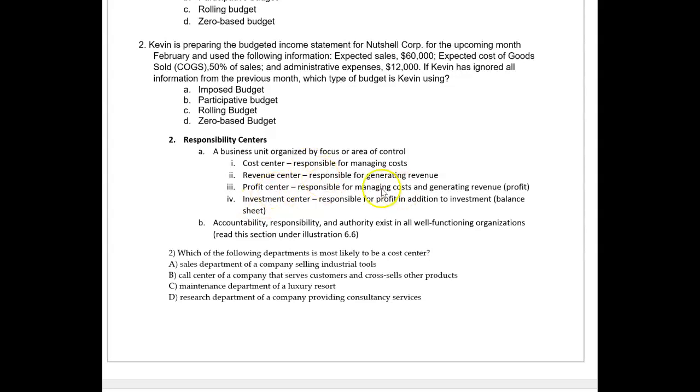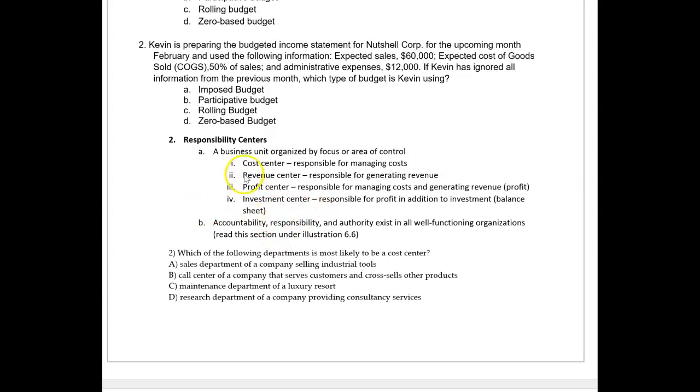Now, a profit center has both cost and revenue, so think profit. That would be revenue minus costs. And finally, an investment center is responsible for profit in addition to the investment, the balance sheet. And this is done with maybe a unit from, who am I thinking of? Big companies that have subsidiaries, like a GE. That's what I was thinking. They would have a lot of investment centers that actually operate independently, although they're part of the corporation, part of General, well, it could be General Motors, couldn't it?